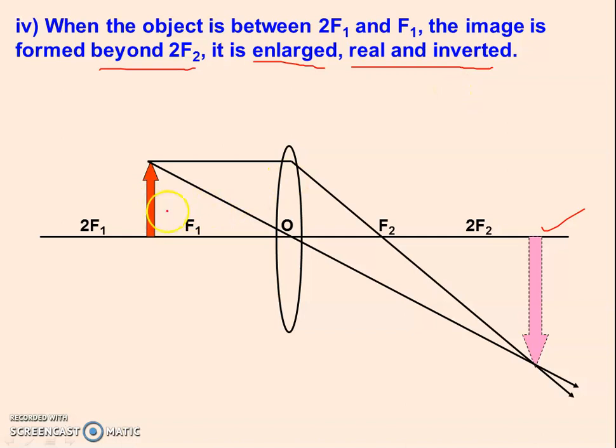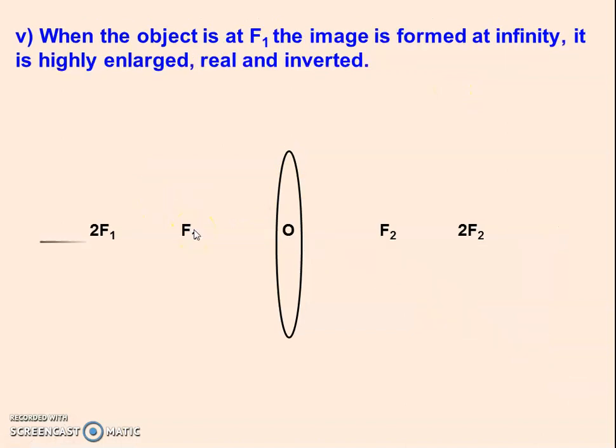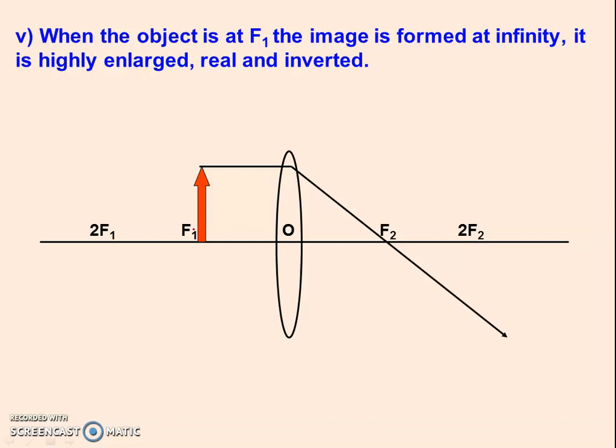Now bring the object at F. What will happen? Now the object is at F. First ray parallel to the principal axis going from the focal point. Second, the optical center. Now these rays are parallel to each other, so these rays will meet at infinity. If they meet at infinity, it means the size of the image is very large, an infinite image, real and inverted, right? But if we put this object between F and O, what will happen?